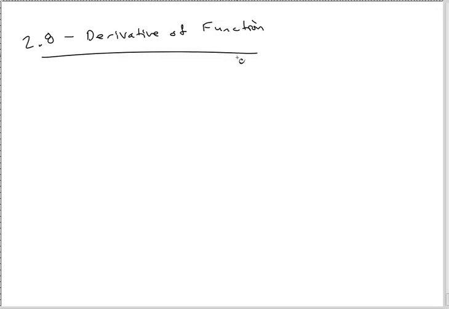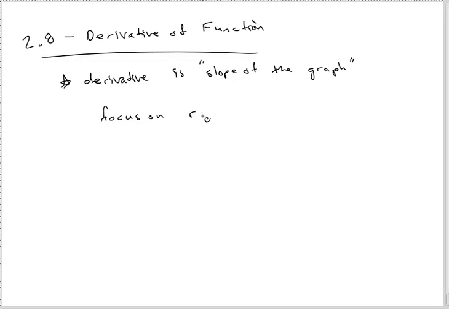Derivative of a function. Just real quick, in this particular section, there are a lot of definitions for derivative. Derivative is the slope of the graph. That's what I'm going to use. Yes, it's the slope of the tangent line and all that other stuff here, but with slope of the graph, we're going to focus on rising and falling. I'm going to give you some examples of what I'm saying here.